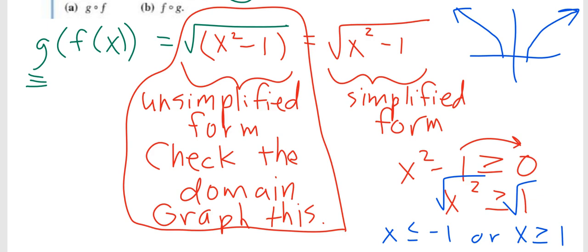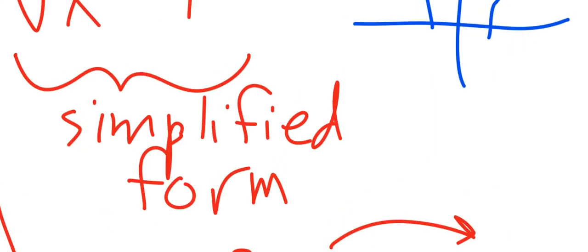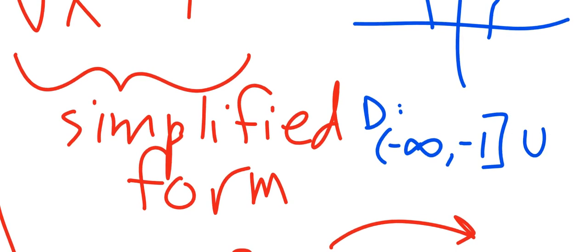You can tell on the graph that you have everything from -1 below and everything above, so your domain would be what? Negative infinity to negative 1, union what? 1 to infinity.